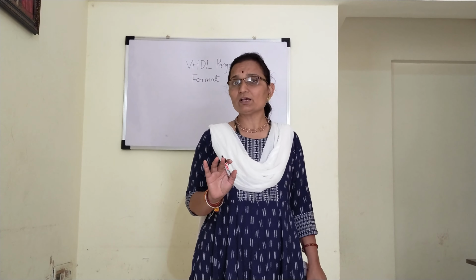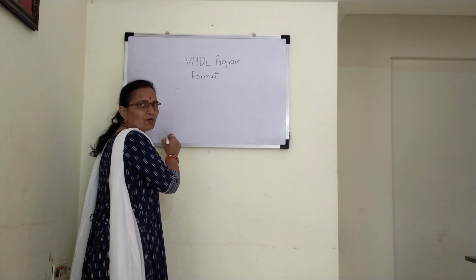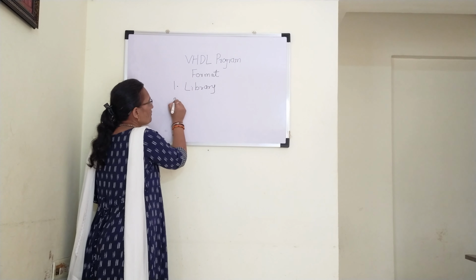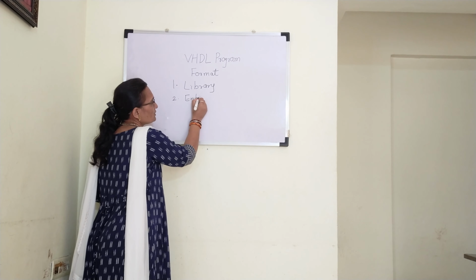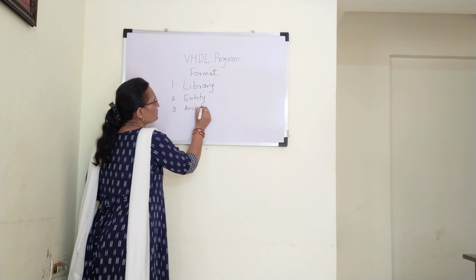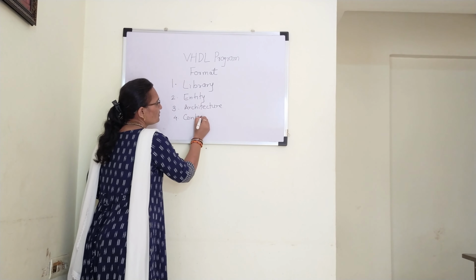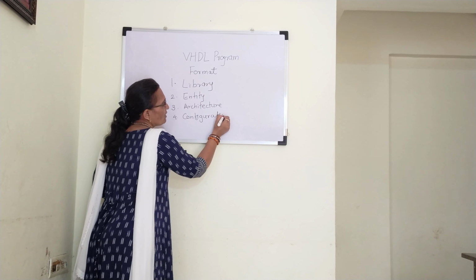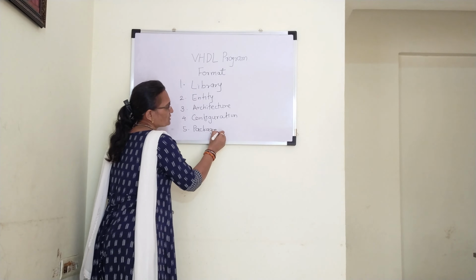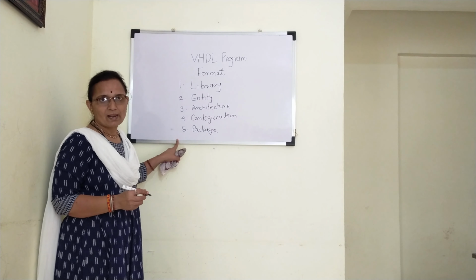There are basic 5 components of VHDL language. One component is your library. This is the basic requirement of any language. And second one is your entity. And third one is your architecture. And fourth one is your configuration. And fifth one is a package. These are the 5 components of this VHDL language.